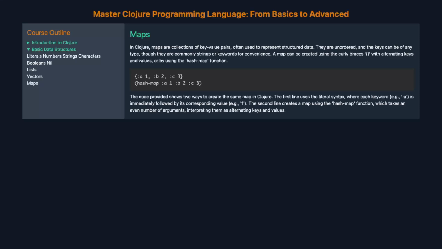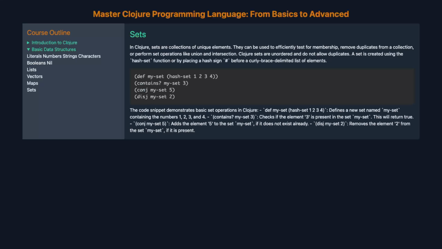The code provided shows 2 ways to create the same map in Clojure. The first line uses the literal syntax, where each keyword, e.g. a, is immediately followed by its corresponding value, e.g. 1. The second line creates a map using the hash-map function, which takes an even number of arguments, interpreting them as alternating keys and values.